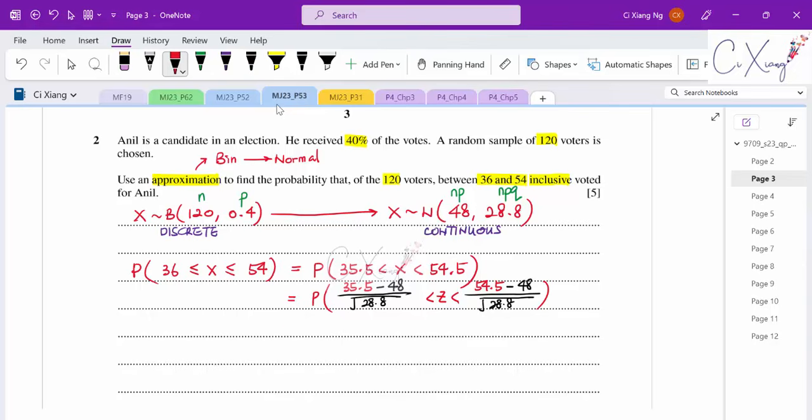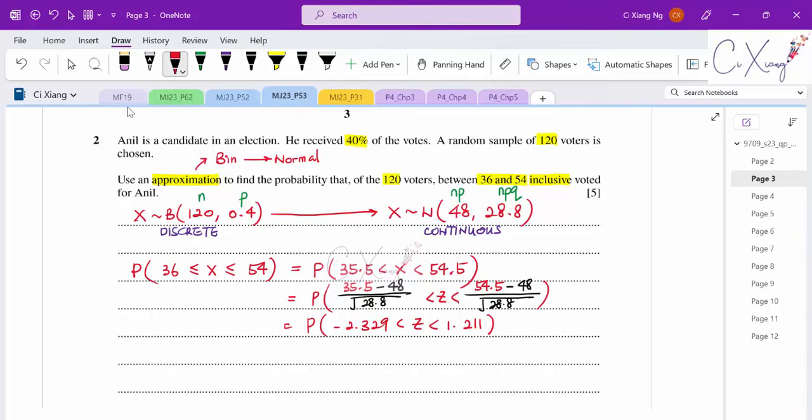So from here, I will get my value of z, which is negative 2.329 and also 1.211. Okay, then please take note for the value of z, we'll try to write it out into 3 decimal places because the accuracy for our normal table provided can be up to 3 decimal places for the value of z.